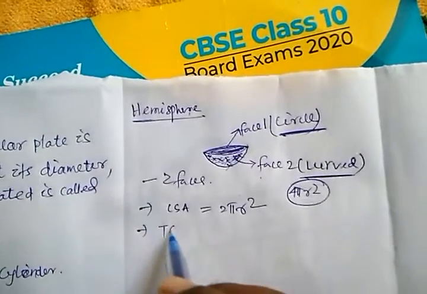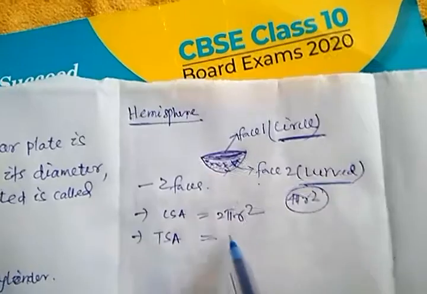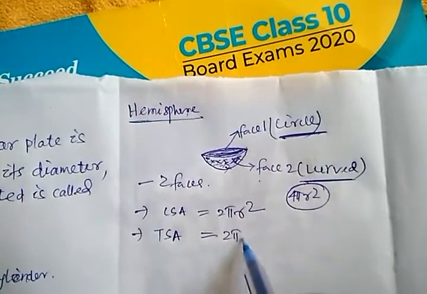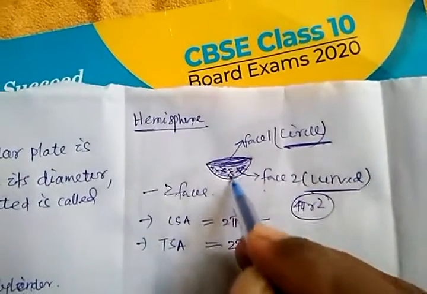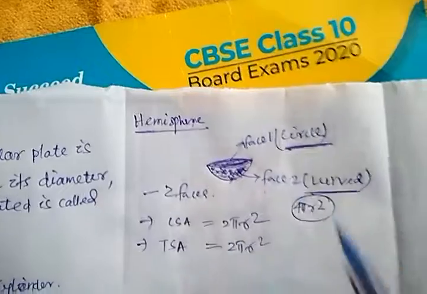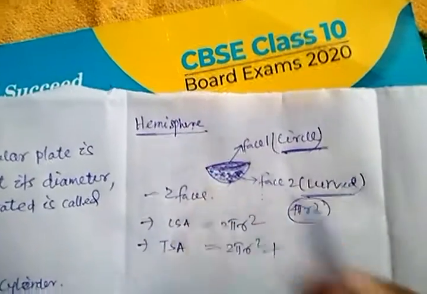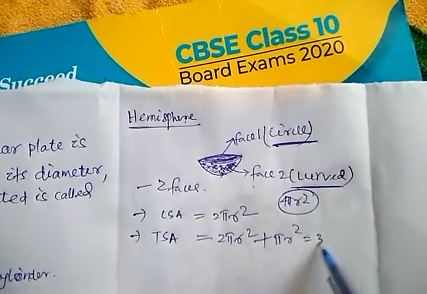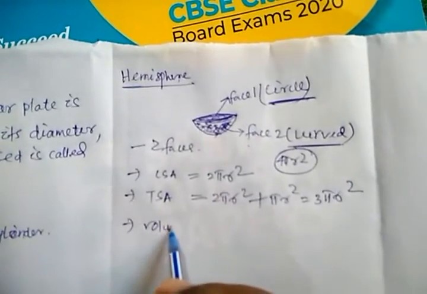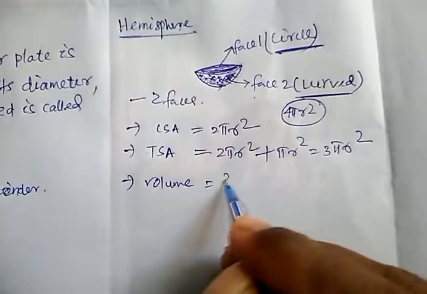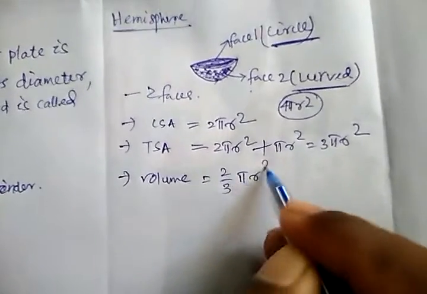What is its TSA, total surface area? Total surface area means the 2 pi r square curved part, plus this circular part. What is the area of this one? That is pi r square. So the total surface area is 3 pi r square. What is the volume formula? The volume formula is 2 by 3 pi r cube.